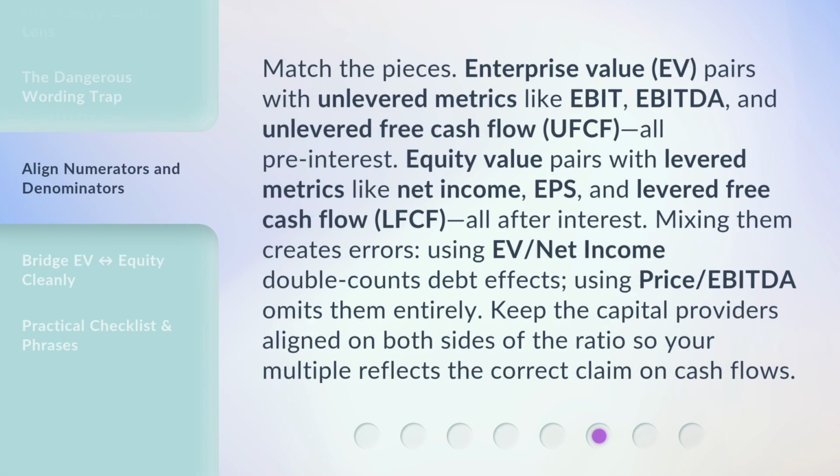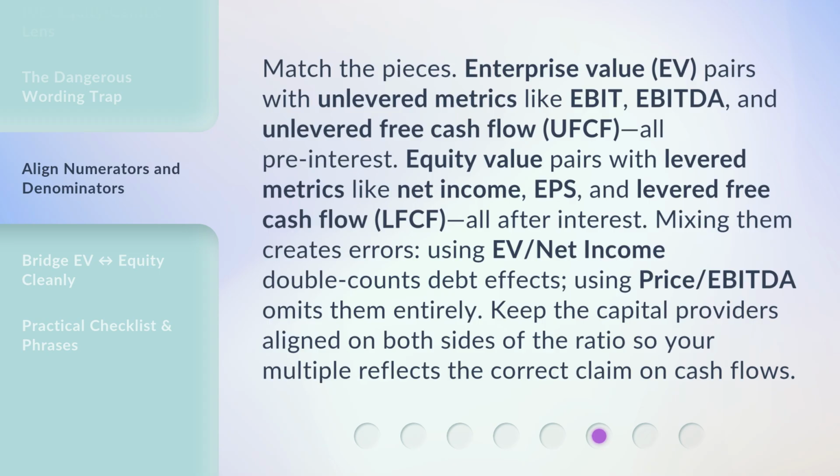Match the pieces. Enterprise value, EV, pairs with unlevered metrics like EBIT, EBITDA, and unlevered free cash flow, UFCF, all pre-interest. Equity value pairs with levered metrics like net income, EPS, and levered free cash flow, LFCF, all after interest. Mixing them creates errors. Using EV with net income double counts debt effects.